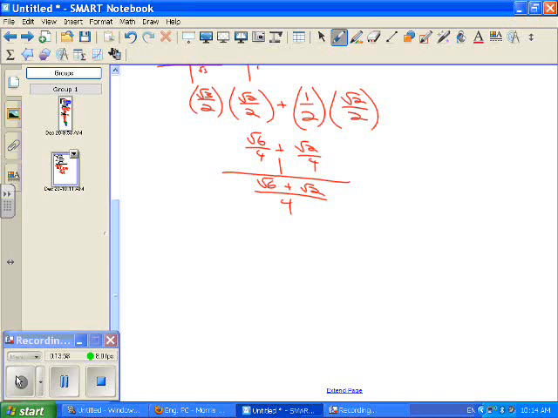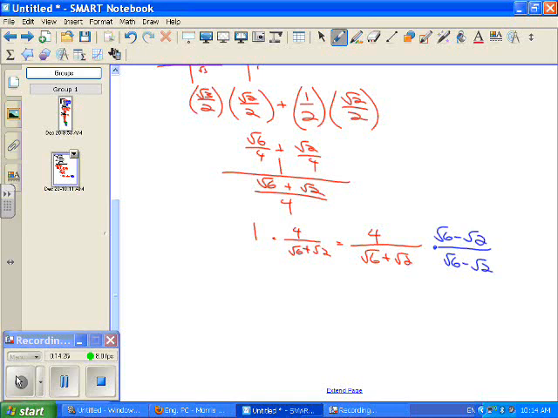So when I multiply by the reciprocal, I'm going to get 1 times 4 over square root of 6 plus square root of 2, which is 4 over square root of 6 plus square root of 2, which is not simplified. Of course not. I've got all these radicals in the denominator, so I need to fix it by multiplying by the conjugate. So square root of 6 minus square root of 2.